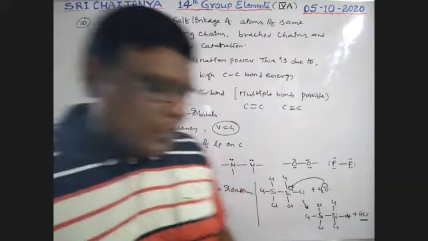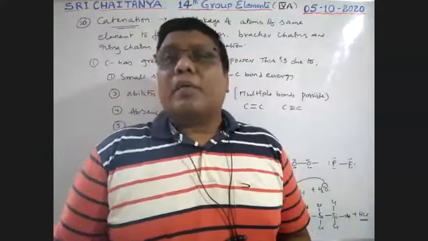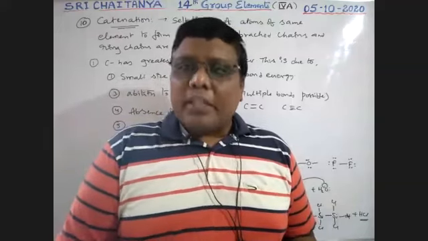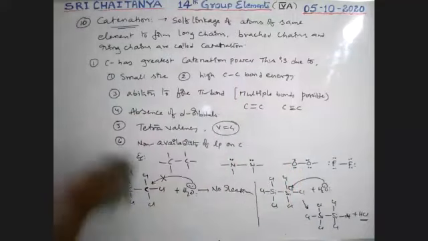Next, one more example, boys. Carbon can give a coordination number of maximum 8. A coordination number of 8 is possible. See here, let us take an example.